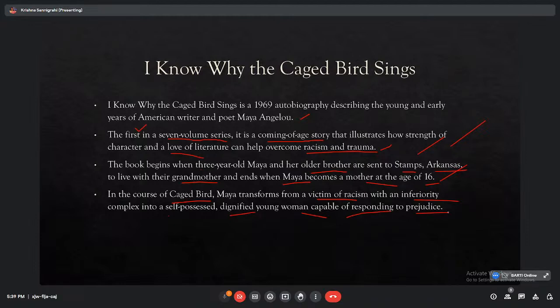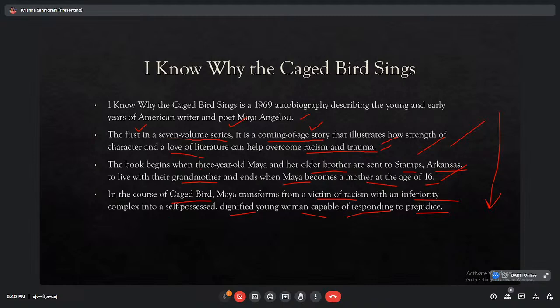So, in the course of Caged Bird, Maya transforms from a victim of racism with an inferiority complex into a self possessed, dignified young woman capable of responding to prejudice. We have to keep in mind, as I said, this book is very, very important in the history of black feminism, and how it became a very important work in the field of creating identity for women. It is the first in the 7 volume series, and it's a coming of age story that illustrates how strength of character and a love of literature can help overcome racism and trauma.